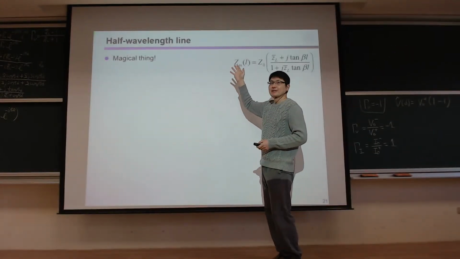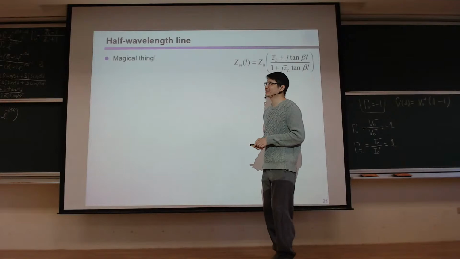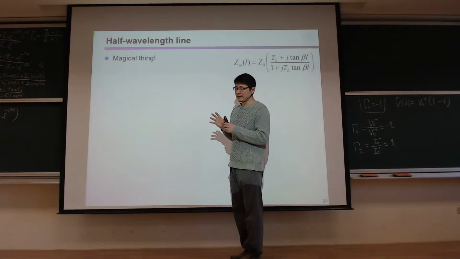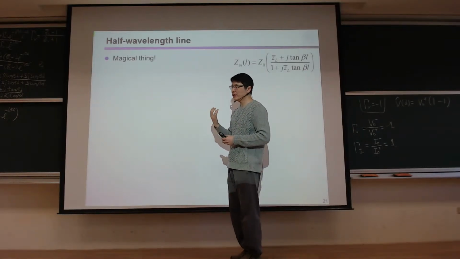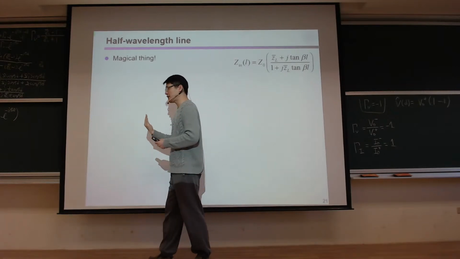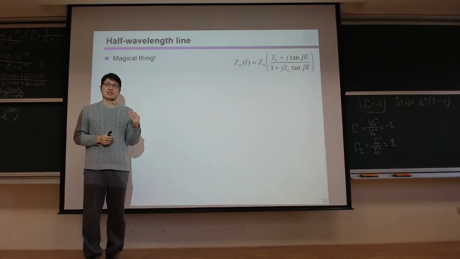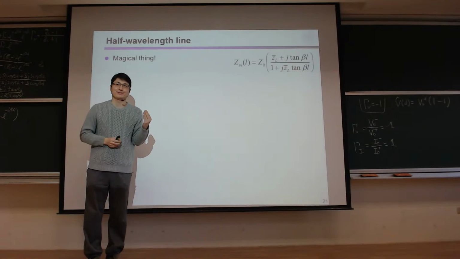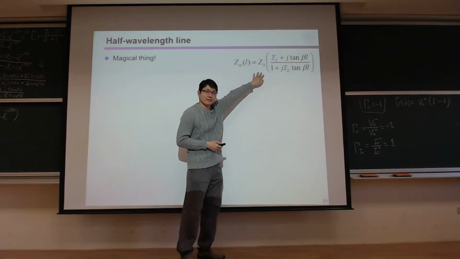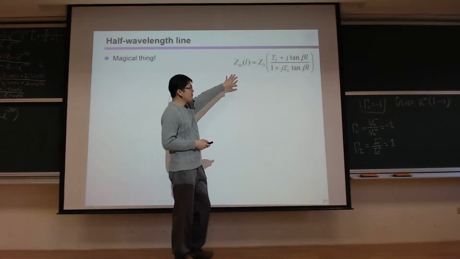Now, we are going to look into something magical. Well, this is something I like. When you have a load, you connect the load to the transmission line, and you walk a particular distance towards the generator, and you look back. And that magical distance is lambda divided by 2. Okay? So let's use this equation. This is what we derived for the wave impedance.